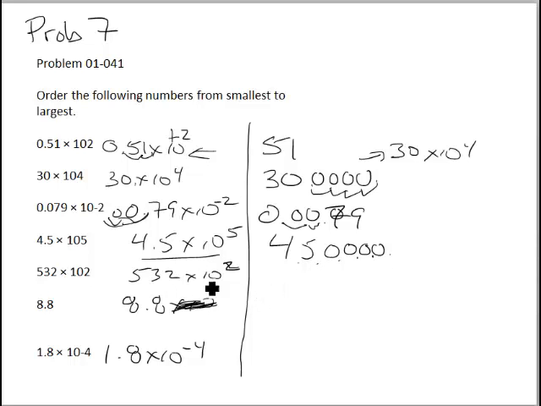Now down here, 532 times 10 to the 2, same thing. We've got to add 2 zeros onto that. That becomes 532, and then we have to add 2 zeros, and that's where our decimal goes. And then this one is going to be just 8.8. That's 8.8.